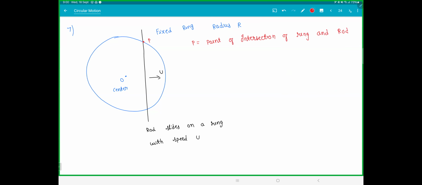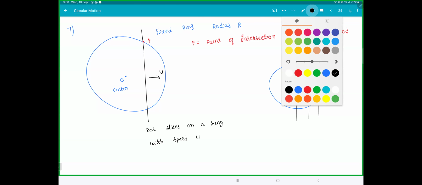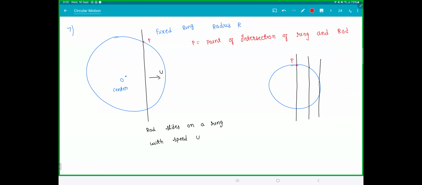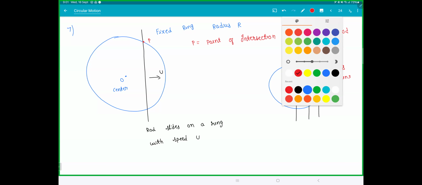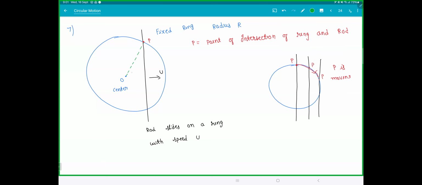What do you mean by that? Think about it. I'll just draw a diagram here. Let's say initially the rod is here, then the rod comes here, then here. So how is point P moving? Initially P is here, then P is here, then P is here. Isn't P moving along the circle? You're getting it? P is just an imaginary point, the point of intersection. So P is moving. At any time T, this is your theta. Find the angular velocity of point P.